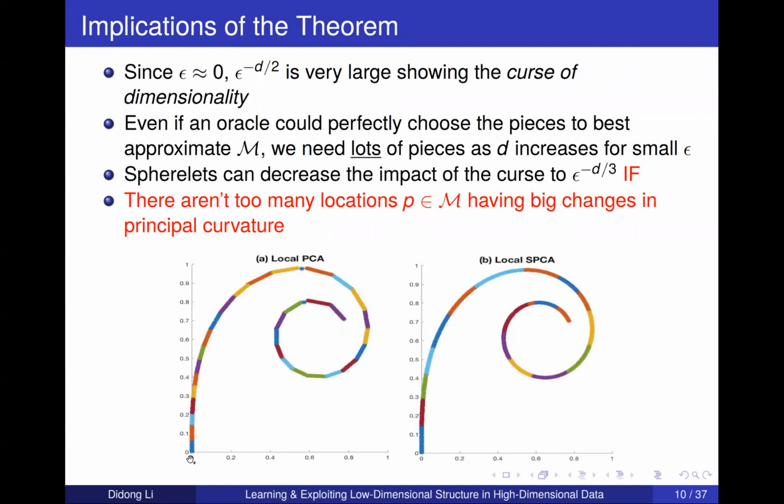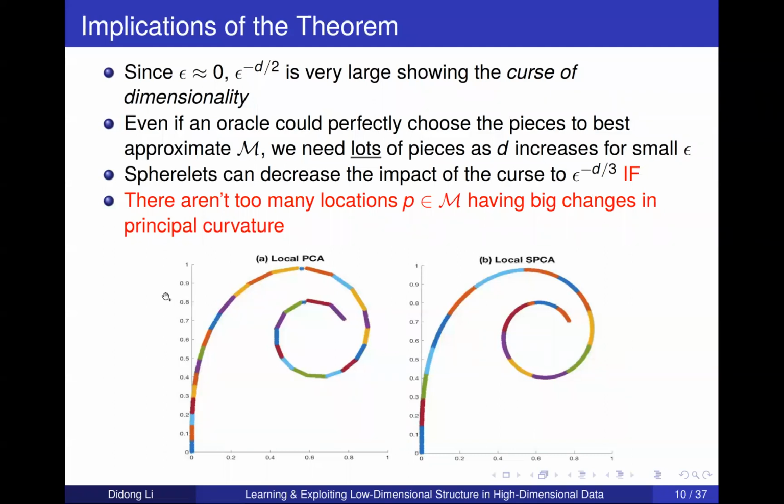So here's the underlying manifold, an Euler spiral. We can approximate it by a bunch of tangent lines represented by these lines in different colors. Each color represents one local piece. Or instead, you can approximate this curve by a bunch of circles, or parts of circles, of course. And you can see that there are fewer pieces, or fewer colors, than with local PCA. In addition, if you look at the intersecting part, the approximation from local spherelets is smoother than the local linear method.